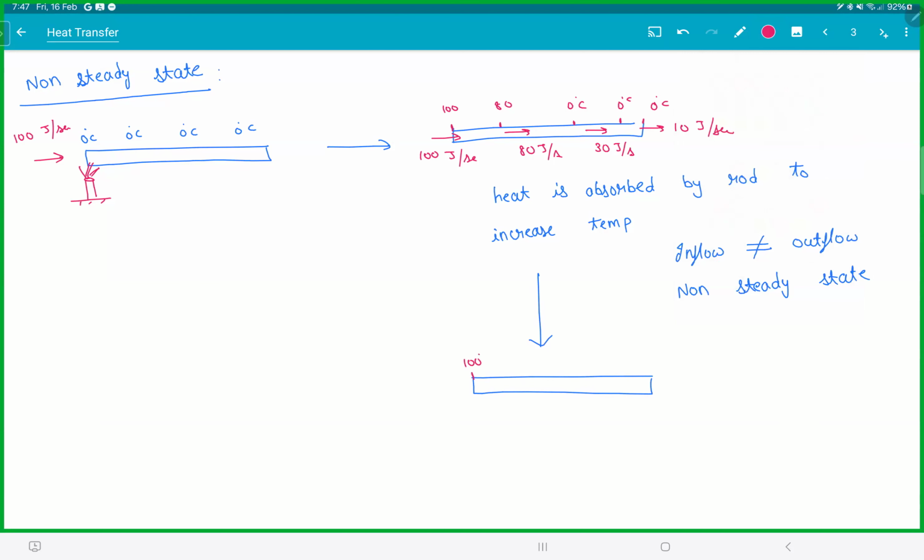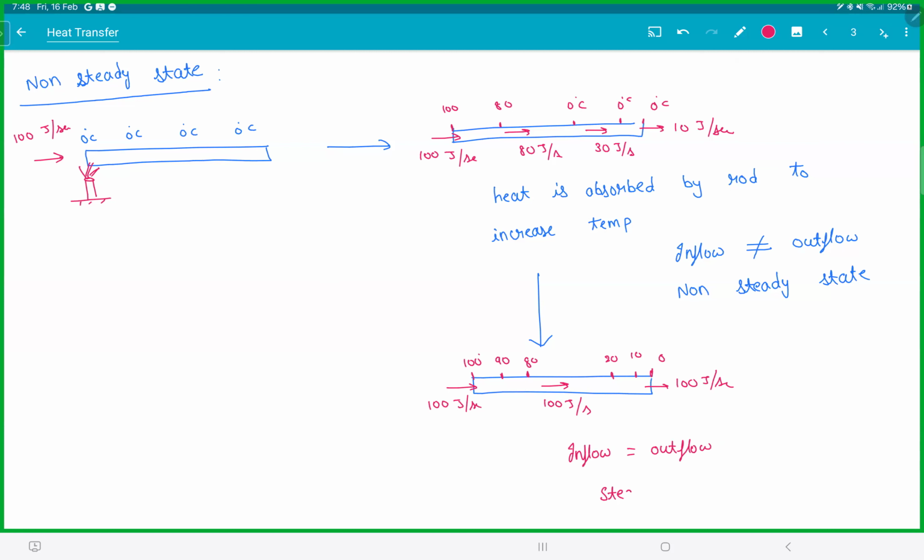this will become 100, 90, 80, let's say 30, 20, or let's say 20, 10, and let's say this is 0. You're sending 100 joules per second. 100 joules per second is flowing and 100 joules per second comes out, meaning you reached a steady state. Inflow is equal to outflow. Now see, at different points, temperature has changed, but the temperature becomes constant now. At any point, the temperature will not change with time.